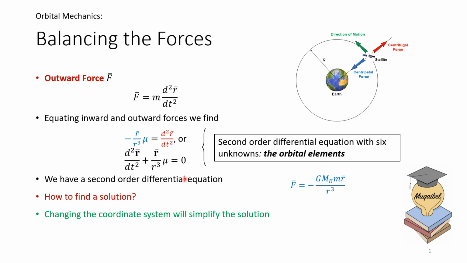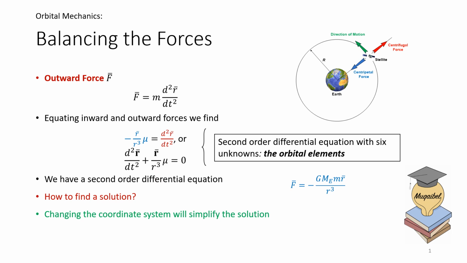a second order differential equation. To solve this, it's not easy, because we have differentiation, so we will need to find a solution, and then we need to represent this in a better coordinate system. This second order differential equation has 6 unknowns, because we have a vector of x, y, and z, and a vector of x, y, and z, and these are called the orbital elements, as we're going to see later on. But for now, we can see that the current representation of the differential equation is not that easy, so we need to change the coordinate system. The solution to the difficulty of this differential equation is to change the coordinate system.